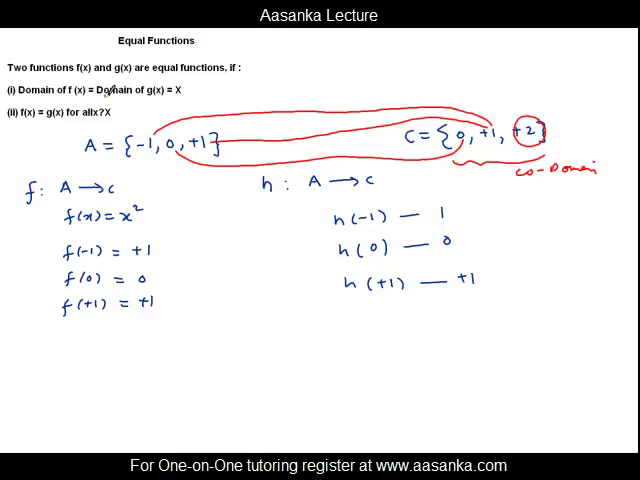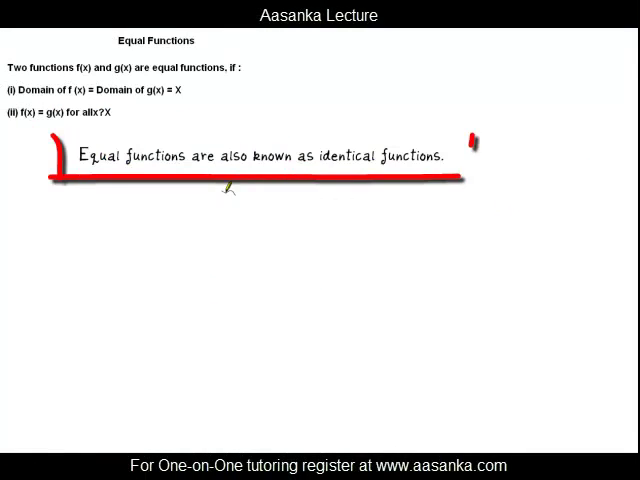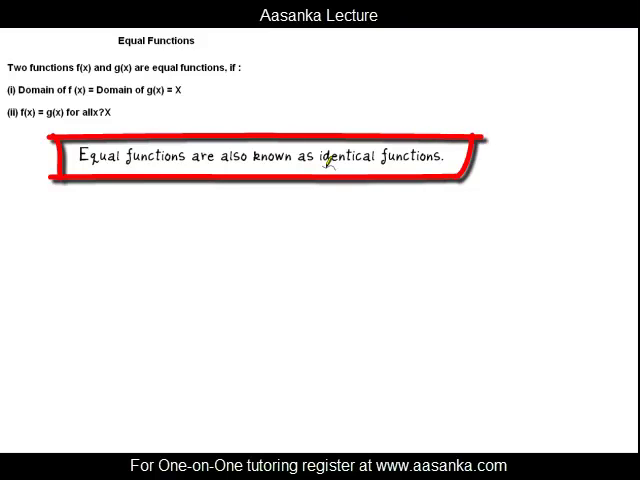Our condition 1 was domain should be same, so domain of h function is minus 1, 0 and plus 1, and range of h function is also 1, 0 and plus 1, which is the same as the range of f function. So the two functions, even though one element is left and is actually part of the codomain, because domain and range are equal, therefore the functions will be equal. Remember, equal functions are also known as identical functions.